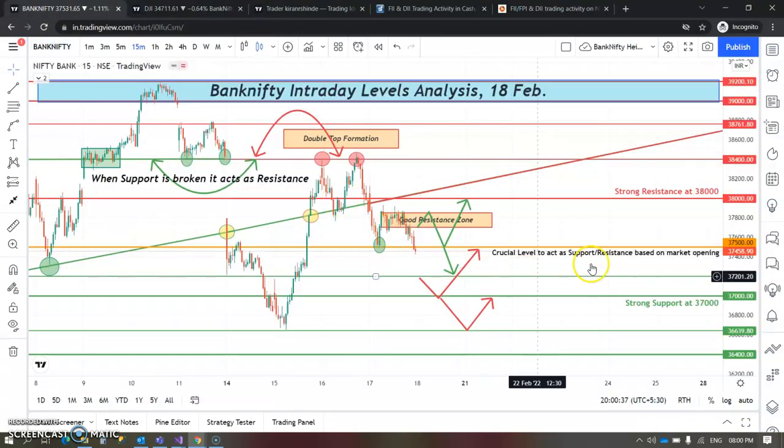Next, now let us see the intraday levels. I have marked many things from a learning point of view, so I would try to cover the levels in short. At the bottom, we have a strong support at the 37,000 level. At the top, we have a strong resistance at the 38,000 level. And we have a crucial level of 37,500 from the opening point of view. It may act as support if the market opens above and it may act as resistance if the market opens below. Now let us see how to take the trade based on market opening.